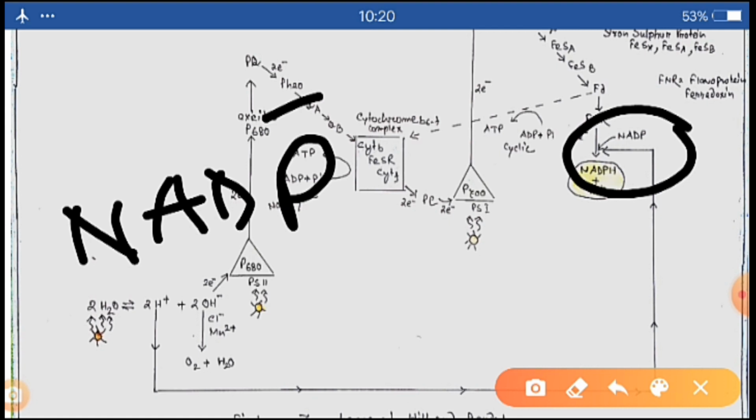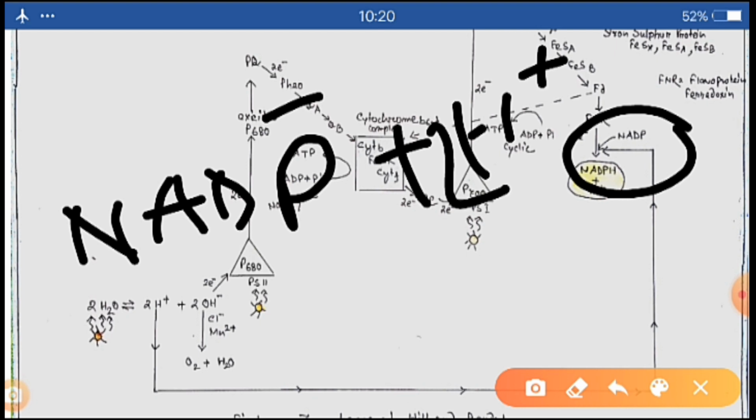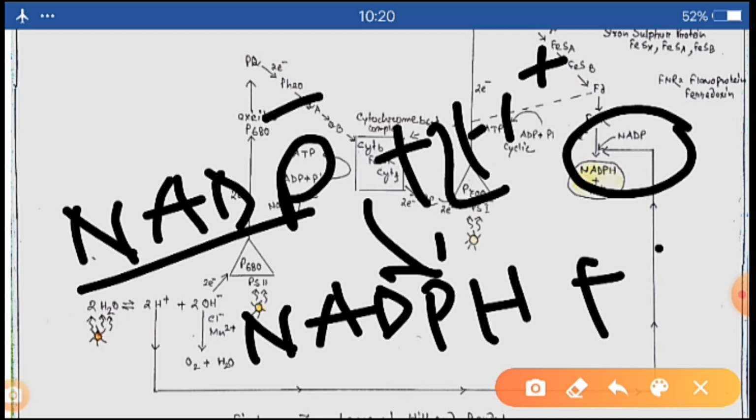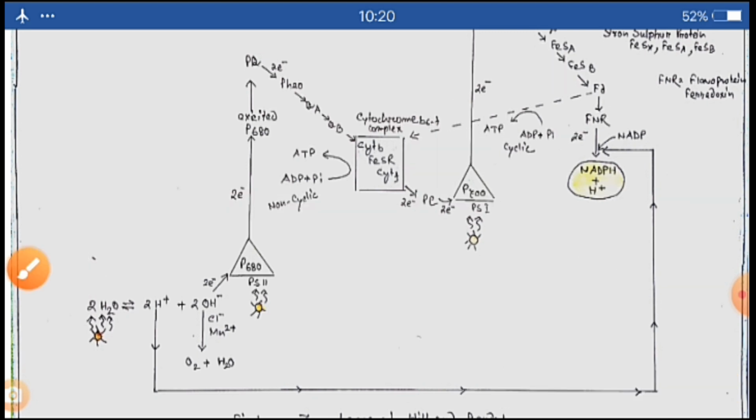This NADP minus will receive H protons. By getting these protons, this NADP minus will be converted into NADPH plus H plus ion. Clear? Okay.